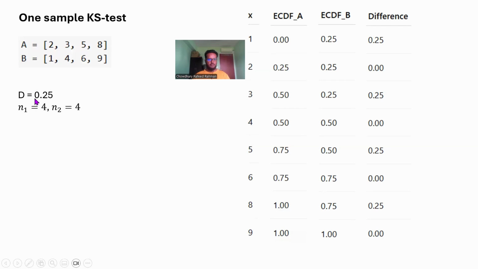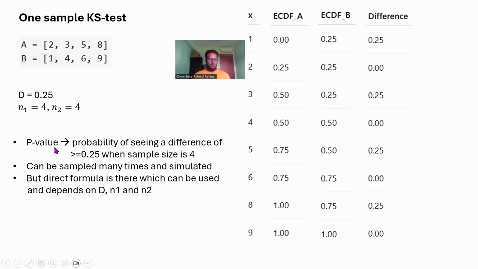You have four elements here, so n1 equals 4, and you have four elements here, so n2 equals 4, right? So you don't have a lot of power because your sample size is very, very small. So what is the p-value? The p-value is nothing but the probability of seeing a difference of greater than or equal to 0.25 when the sample size per dataset is 4, right? That is the p-value. Now, how can we calculate this?